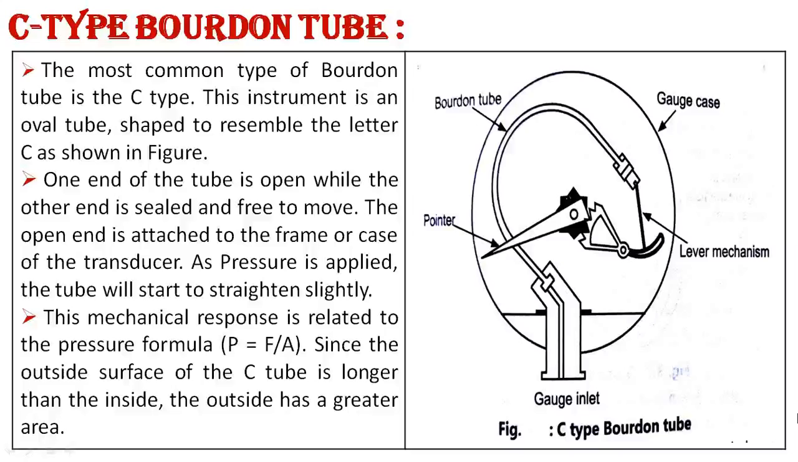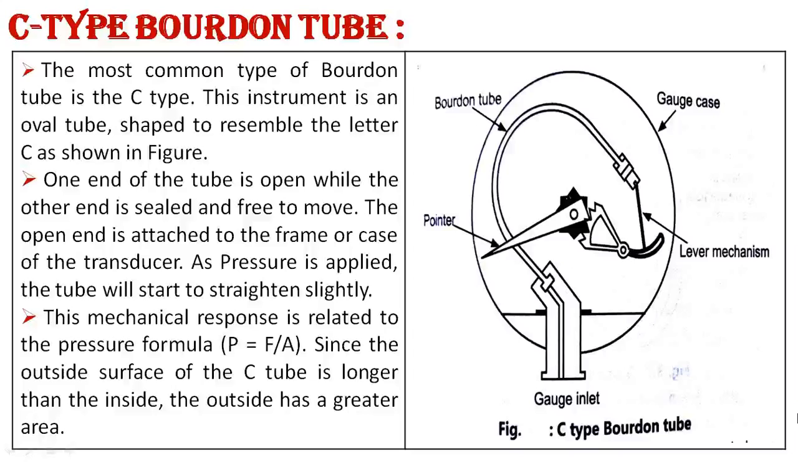This is an oval tube shaped to resemble the letter C as shown in your figure. One end of the tube is open while the other end is sealed and free to move. The open end is attached to the frame or case of the transducer. As pressure is applied, the tube will start to straighten slightly. The mechanical response is related to the pressure formula.